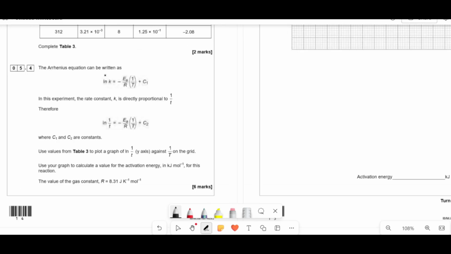Cool. The Arrhenius equation can be written as this. In this experiment, the rate constant k is directly proportional to 1 over t, where c1 and c2 are constants. Use the table values of table 3 to plot this graph, and then use your graph to calculate a value for the activation energy, and the value of the gas constant is this.